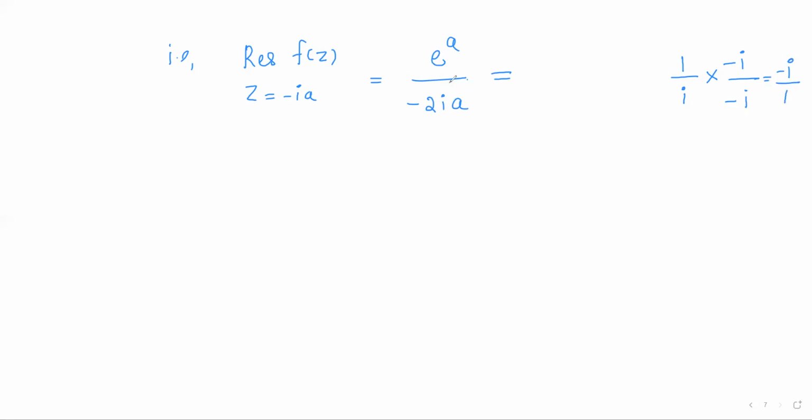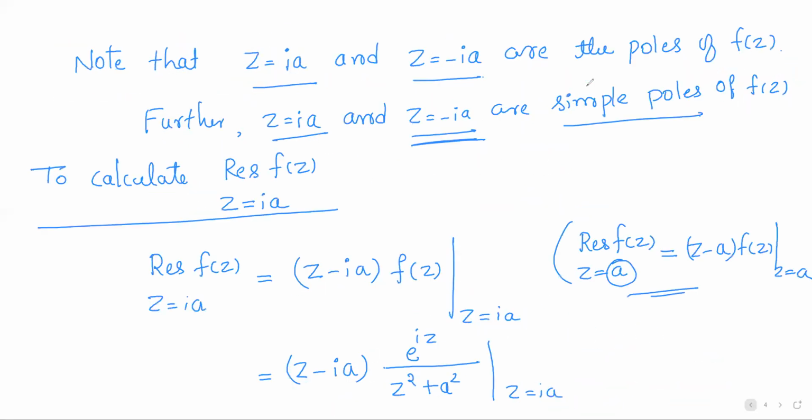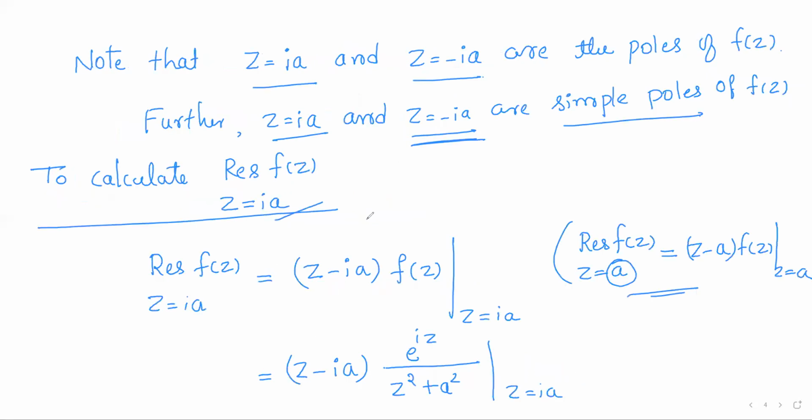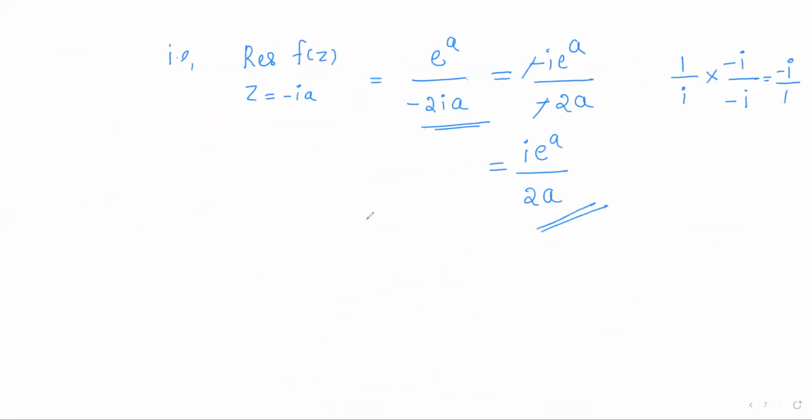So if i goes to the numerator, it will be minus i e to the power a divided by minus 2a. So minus minus gets cancelled. So it is i into e to the power a by 2a. So you can keep it as it is, or you can rationalize it to bring the i terms to the numerator. So this completes the problem. So for the given function, e to the power iz by z square plus a square, z is equal to plus ia and z is equal to minus ia were the poles, and at those poles we calculated the residue. So this completes the problem.